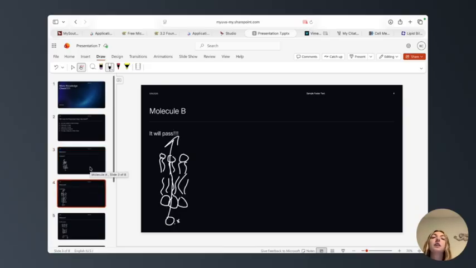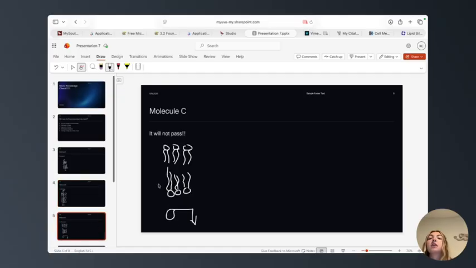Molecule B is going to be kind of like our water. And water is going to be able to pass through. It's just going to take a little bit slower amount of time. And then for molecule C, I like to think of this as maybe a glucose. That's from the source that I used. It's what I got the hint of, that this was more like a glucose molecule, and that's just not going to pass through.